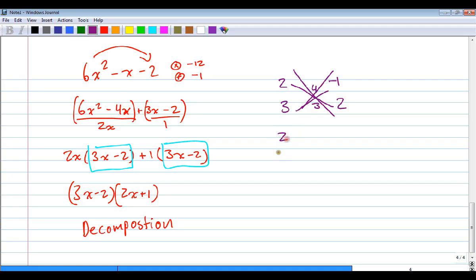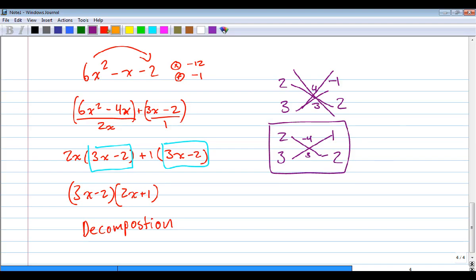So now we try again. 2, 3. Now it can't be a negative 1, so it must be negative 2. Now let's crisscross. What's 2 times negative 2? Negative 4. And what's 3 times 1? 3. Does that get what we want? So this square is correct.